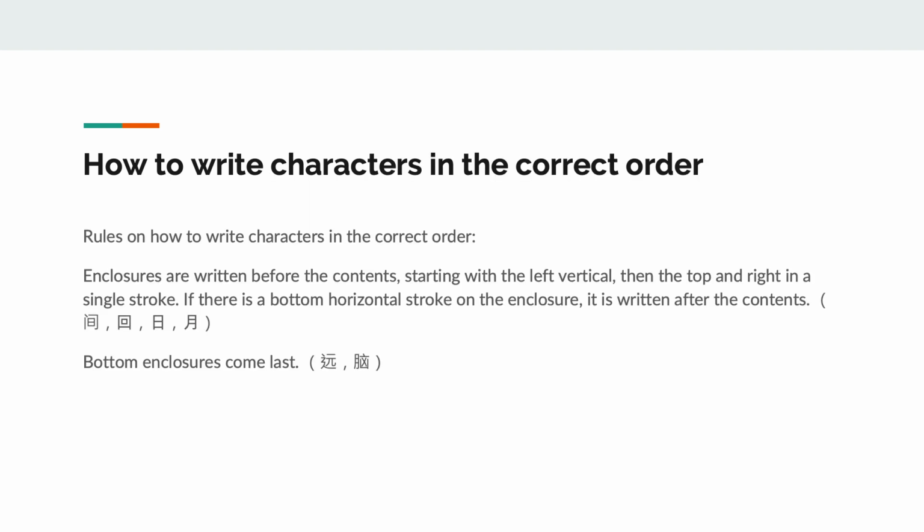The next two rules are in this slide. The third rule is enclosures are written before the contents, starting with the left vertical, then the top and right in a single stroke. If there is a bottom horizontal stroke on the enclosure, it is written after the contents. The characters 间, 回, 日, and 月 display this rule. The fourth rule is bottom enclosures come last. The characters 远 and 脑 display this rule.